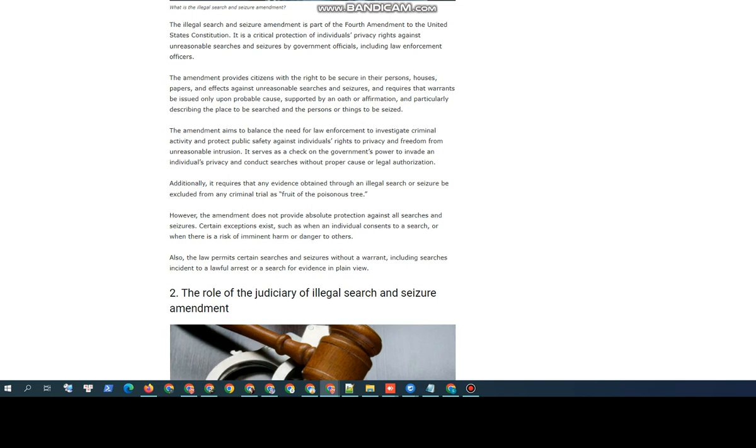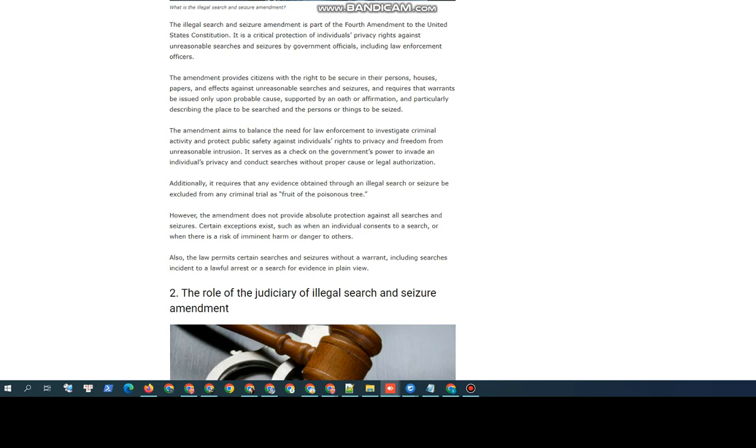The amendment aims to balance the need for law enforcement to investigate criminal activity and protect public safety against individuals' rights to privacy and freedom from unreasonable intrusion. It serves as a check on the government's power to invade an individual's privacy and conduct searches without proper cause or legal authorization. Additionally, it requires that any evidence obtained through an illegal search or seizure be excluded from any criminal trial as fruit of the poisonous tree.